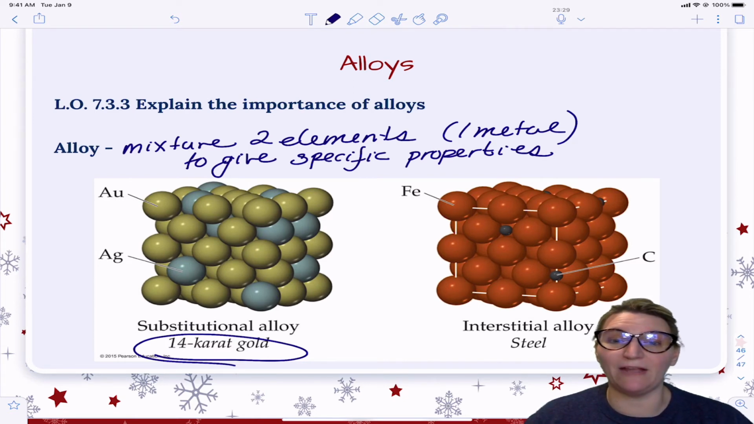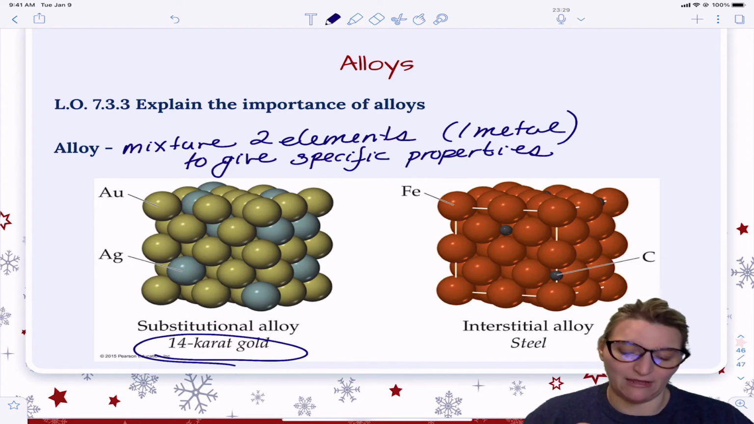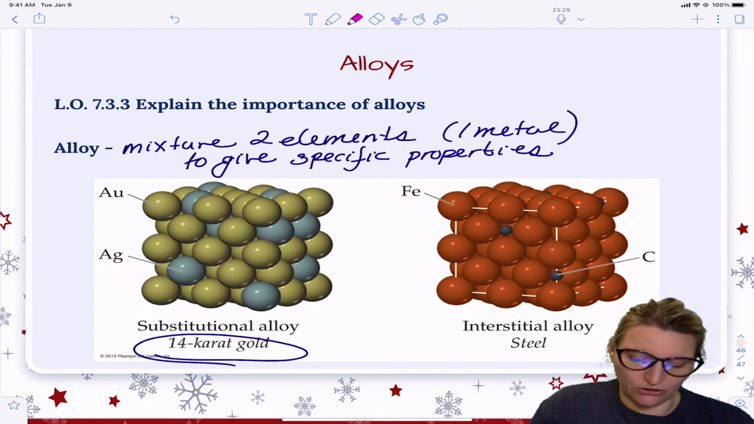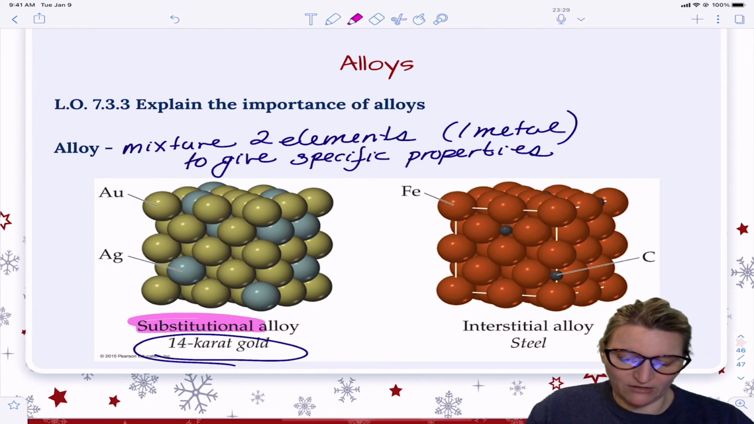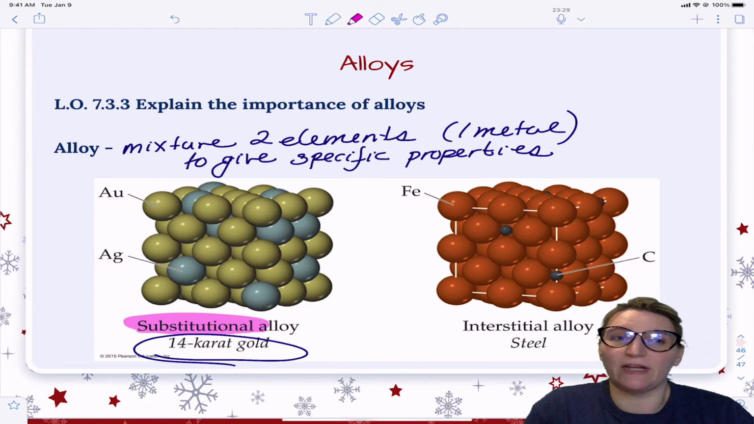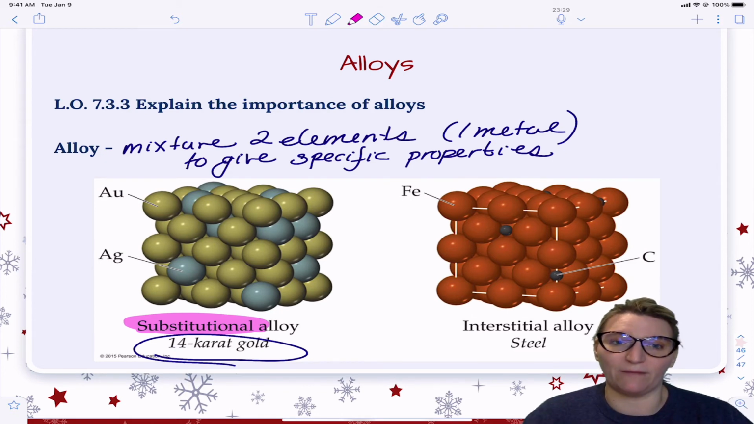That's how we get pink gold: we add some copper atoms in there, and what that does is make the alloy stronger. If the two atoms that we're mixing together are of around similar size, we would call that a substitutional alloy, because one atom just kind of substitutes for another atom.